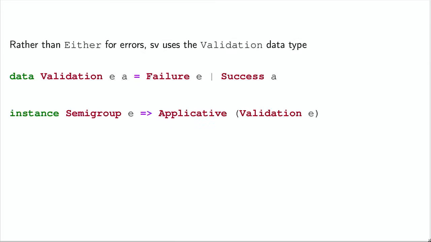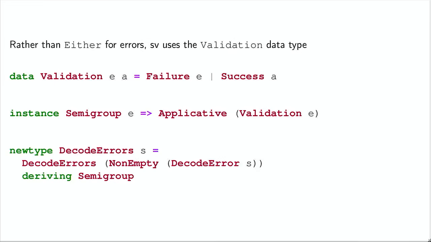So the difference between either and validation is in the applicative instance. So validation has an applicative instance with a semigroup constraint on E. And what it does is it uses that semigroup constraint to append your errors together. So if multiple errors happen, you get all of them. So we just get that decode error type from the previous slide, wrap it in a non-empty list, which is a semigroup, and now we can run all our decoders, multiple ones can fail, and we get back all the errors that occurred.